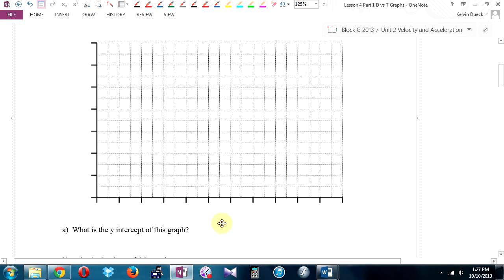So I'm going to go time, comma, t in seconds, because we have to label our axes on any science graph. On the y-axis, I'm going to put, well, maybe I can fit it in here if I'm clever. Distance, d, in meters.